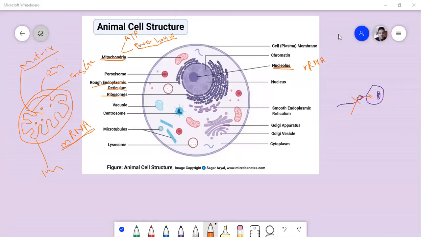So guys, so far you understand the mitochondrion, you understand the ribosomes, and now we are doing the rough endoplasmic reticulum.